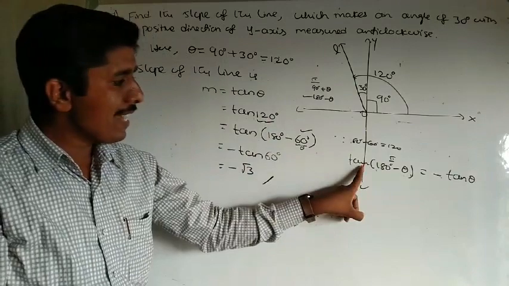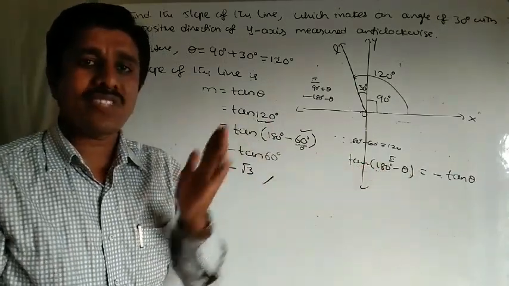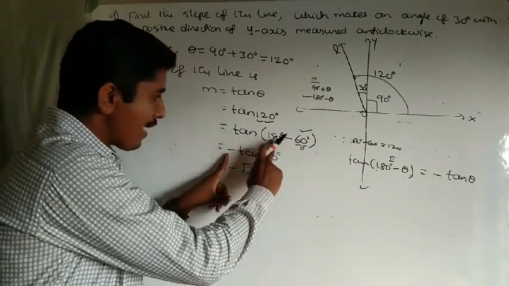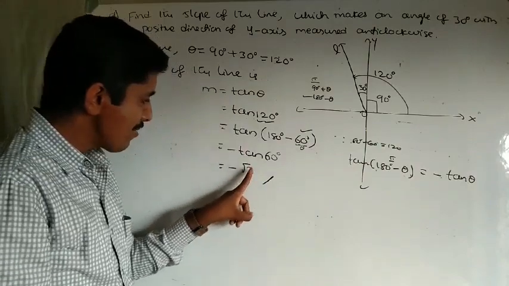We have the formula tan of 180 minus theta, which is equal to minus tan theta. So tan of 180 minus 60 degree is minus tan 60 degree, minus tan 60 value.